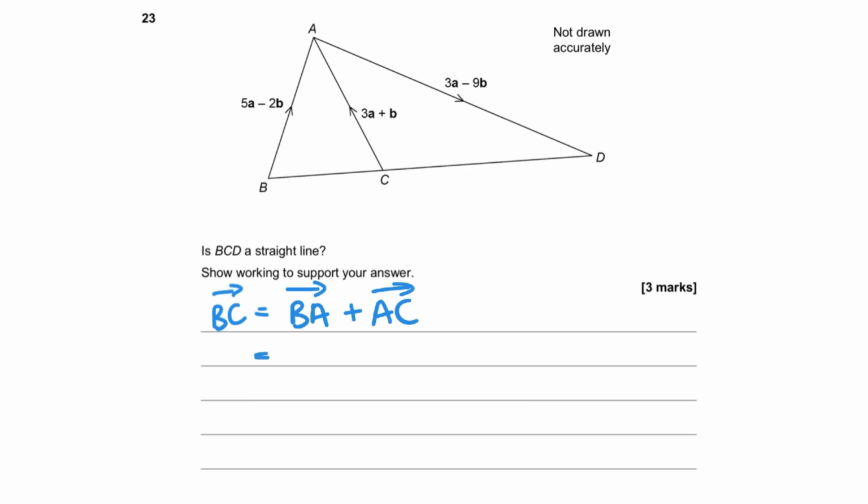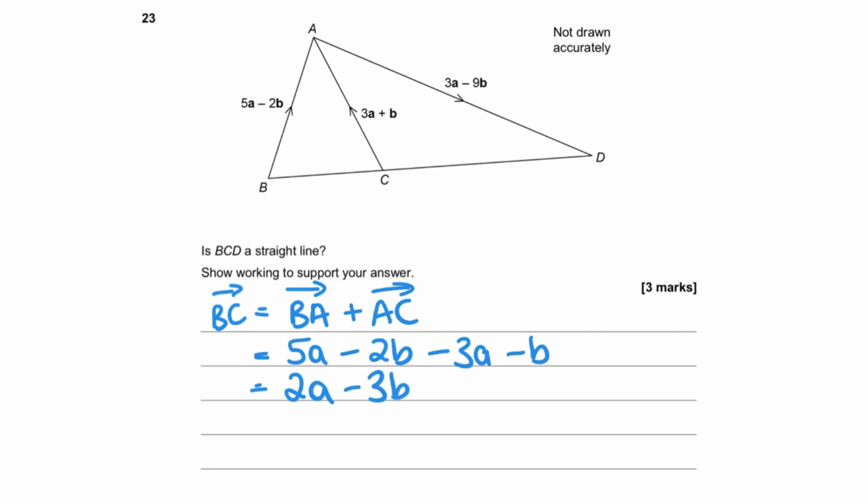So B to A is 5A minus 2B, and then from A to C, the length of the line is 3A plus B, but it's going in the opposite direction, so it's going to be minus 3A minus B. So then we can gather up our like terms. We've got 5A minus 3A, so that's 2A. We've got minus 2B minus B, so that's minus 3B.